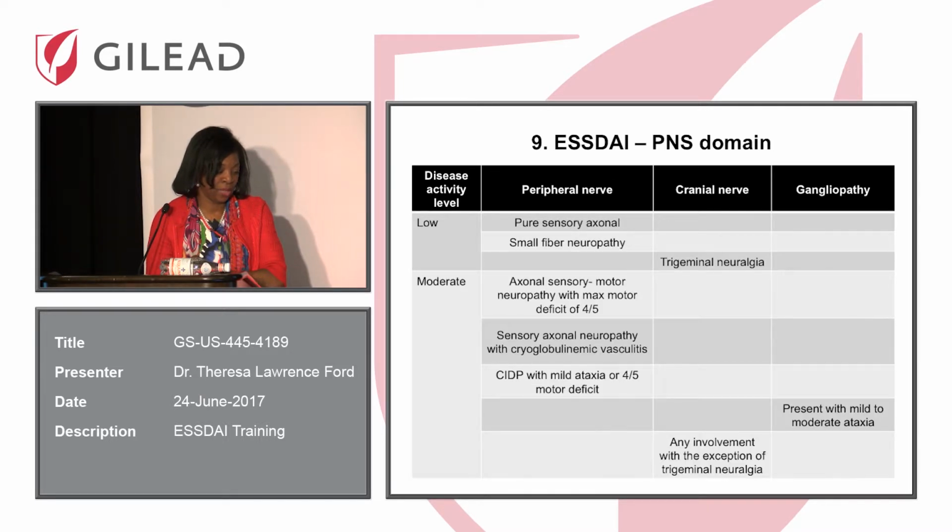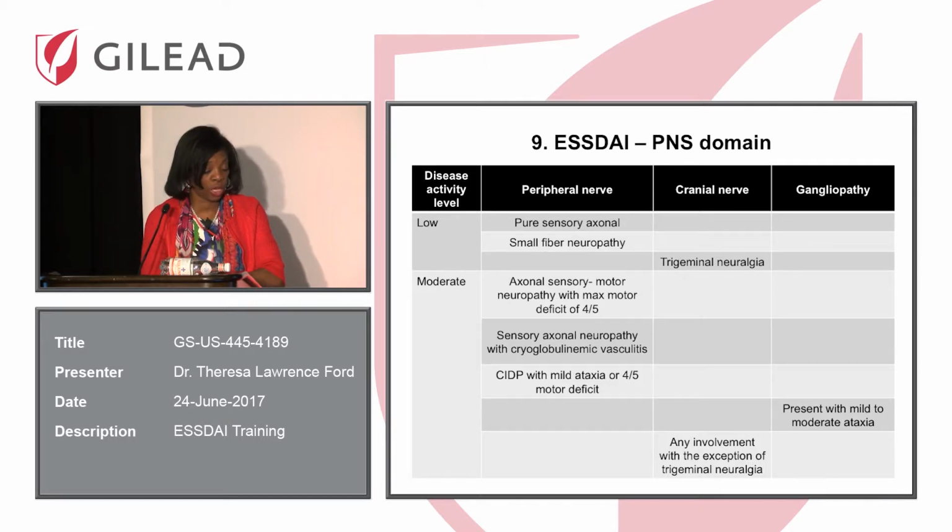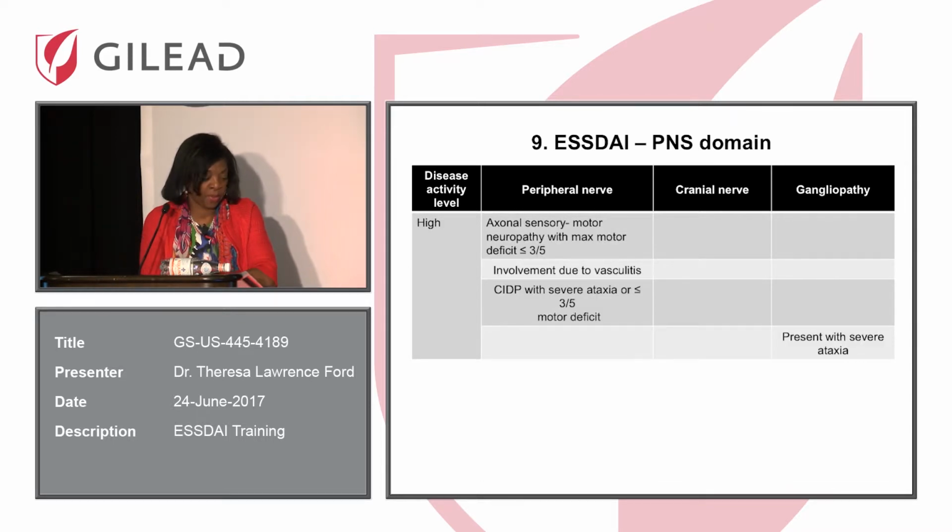So our list here, this is the OR. Low if it's a peripheral nerve, pure sensory axonal, or small fiber neuropathy, or trigeminal neuralgia. The moderate then is the motor sensory neuropathy, maximal deficit of 4/5, or sensory axonal neuropathy with cryoglobulinemic or CIDP with mild ataxia, 4/5 motor, or with involvement of the cranial nerve, any involvement with the exception of trigeminal neuralgia, or ganglionopathy that's present with mild to moderate ataxia. High moves up to the maximal motor 3/5 or less, or involvement due to vasculitis, or CIDP with severe ataxia with the 3/5 or less deficit, or severe ataxia present with ganglionopathy.